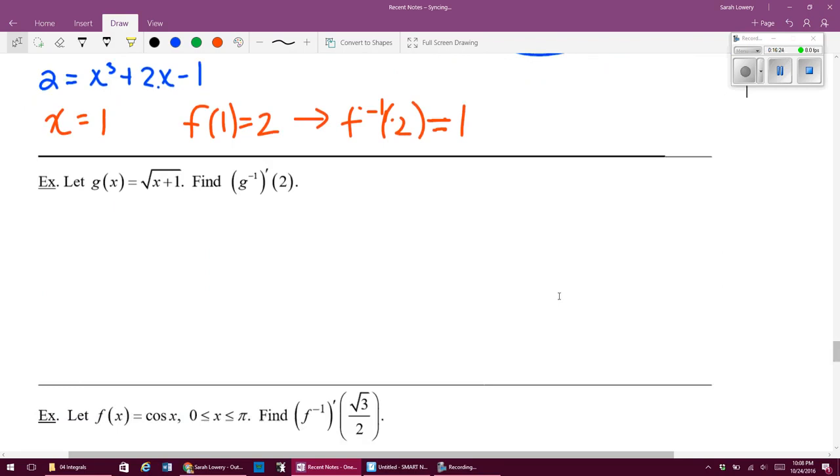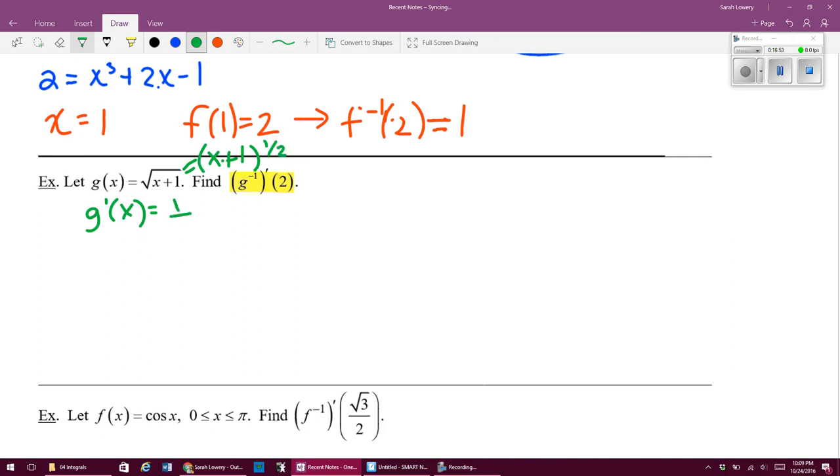Let g of x equal the square root of x plus 1. Find the derivative of the inverse at 2. And that's exactly how I'm reading this. Derivative of the inverse at 2. Okay. Step 1. Find your derivative. Because you know you're going to need it anyways. So if I find my derivative, keeping in mind that this is going to be x plus 1 all to the 1/2, my derivative will then be 1/2 x plus 1 to the negative 1/2 power.